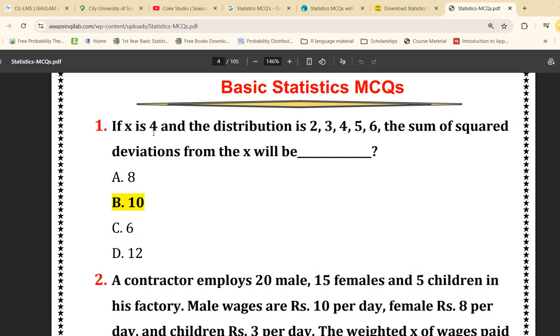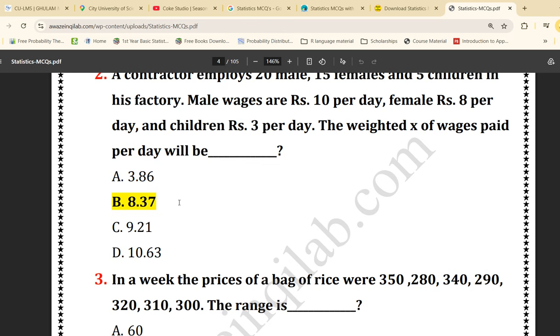Suppose x is 4 and the distribution is 2, 3, 4, 5, 6, the sum of square deviation of x will be. So sum of square deviation, as all of you know, is what we call variance. The sum of square deviation from x will be what? 10. That you can find, the variance over here.